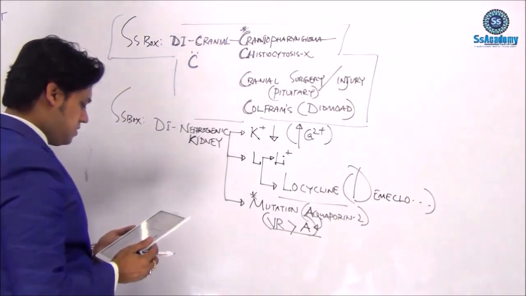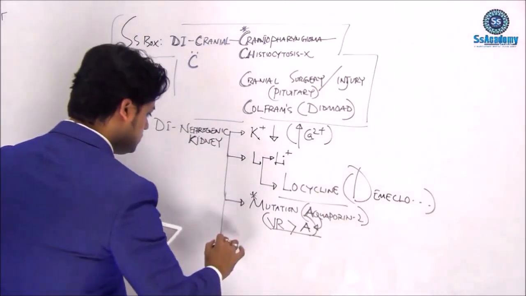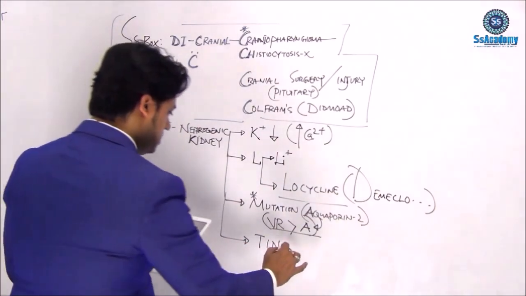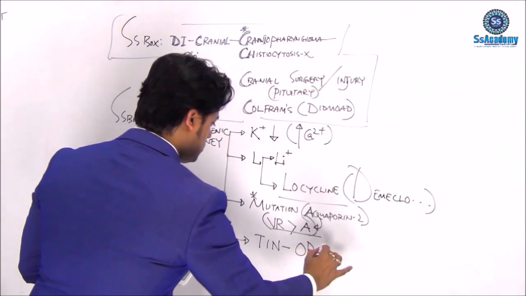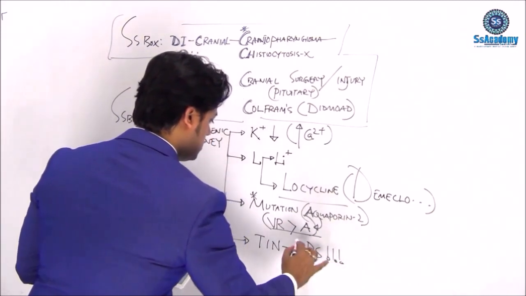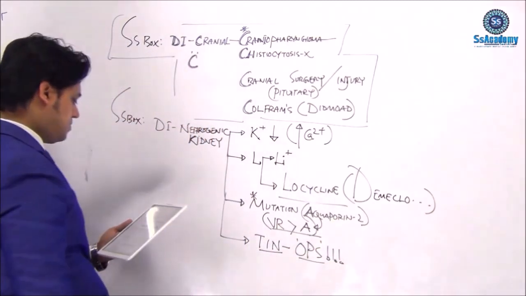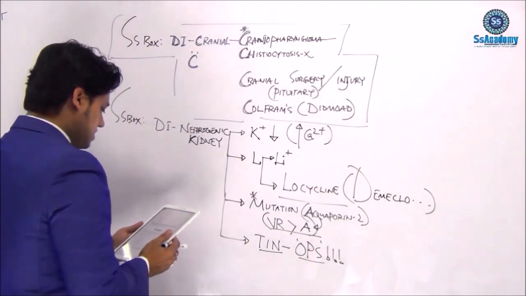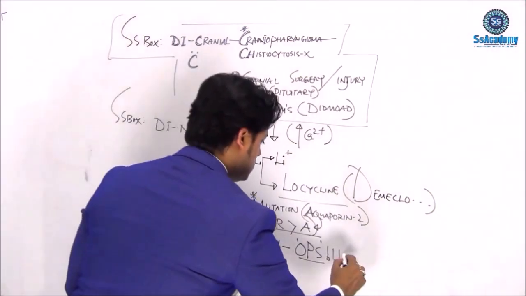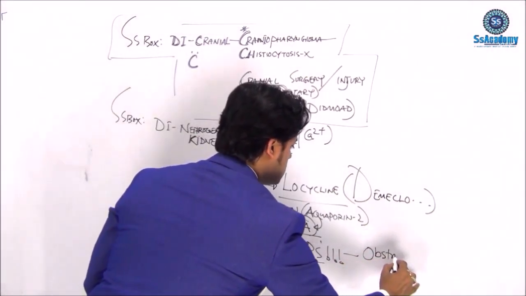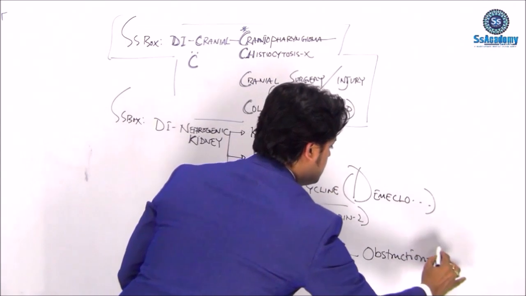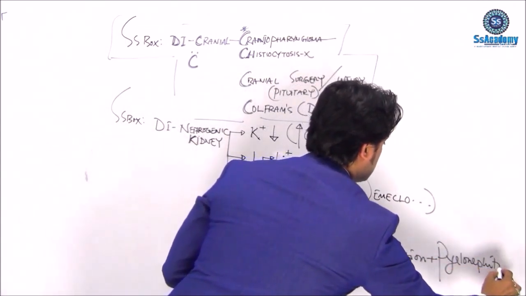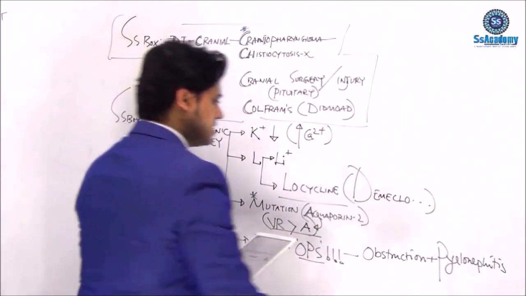Next to the M, we need to remember tubulointerstitial nephritis, and make a small box of the OOPS. That will be TIN OOPS. That will be helpful to remember. Yes, tubulointerstitial nephritis. Once again, O for obstruction, P for pyelonephritis, and S for, once again, sickle cell disease.